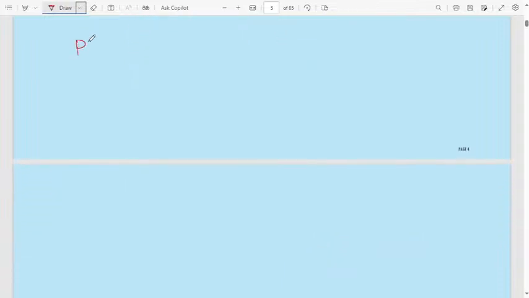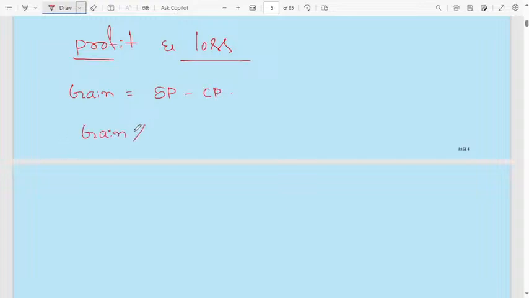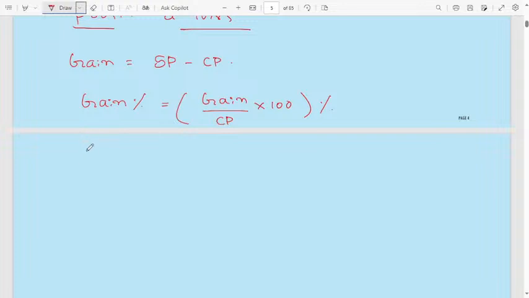Then next formulas will be based on profit and loss. What is meant by gain? Gain is selling price minus cost price. Then what is the formula for gain percentage? Gain percentage is gain divided by cost price into 100 percent. Then if you want to find the selling price, these are the list of formulas I am giving.